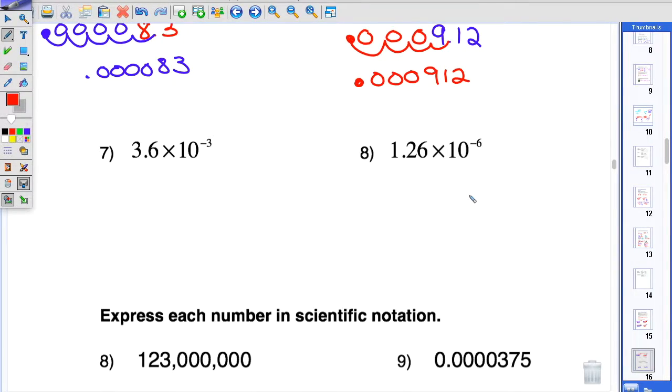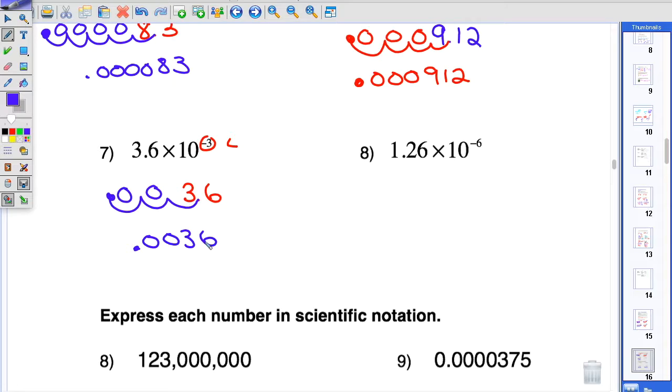Number 7, 3.6 times 10 to the negative third power. The negative third power says we move our decimal point to the left. Rewrite our number. Put your pen on your decimal point, go to the left 3 places, drop in zeros, rewrite it, and we have 36 10,000ths. This is our number written in standard form.